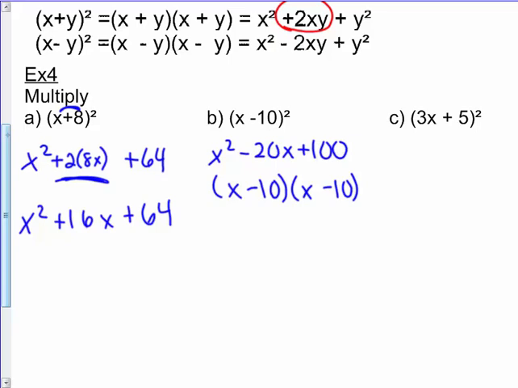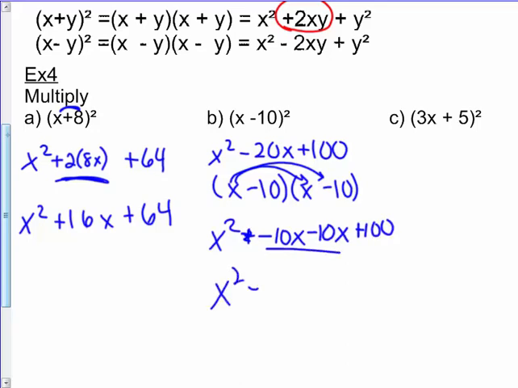If I did x minus 10 times x minus 10, I would get x squared minus 10x minus 10x plus 100. And then when I combine my two middle terms, I get minus 20x. So I'd end up with x squared minus 20x plus 100, the same as I got when I took the shortcut way. Both ways work. Both ways are fine. Remember, the thing I cannot do is just distribute that 2.